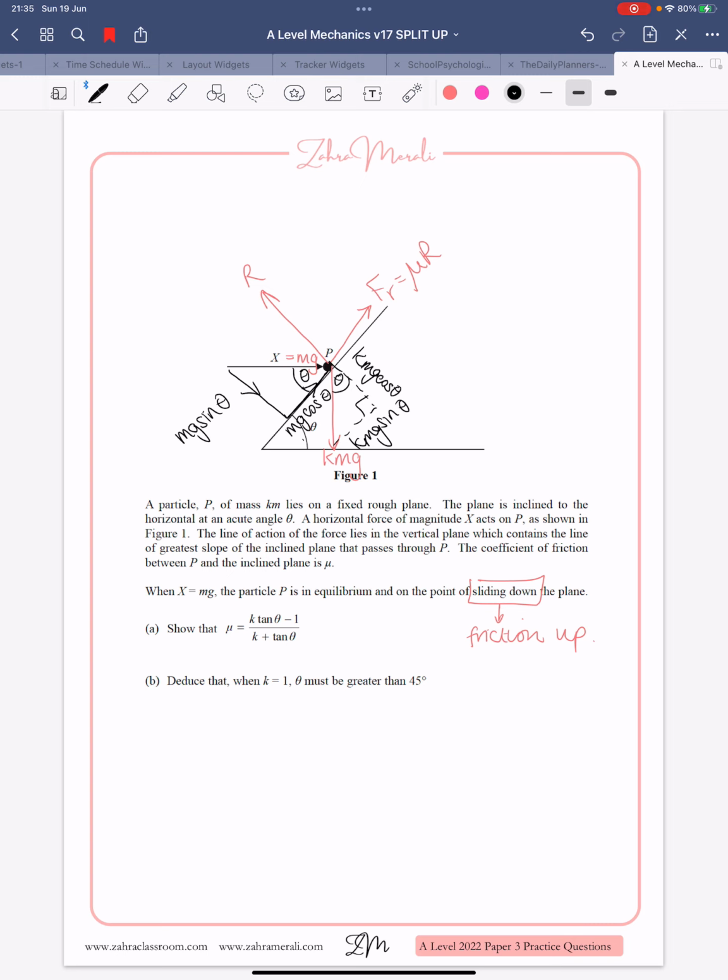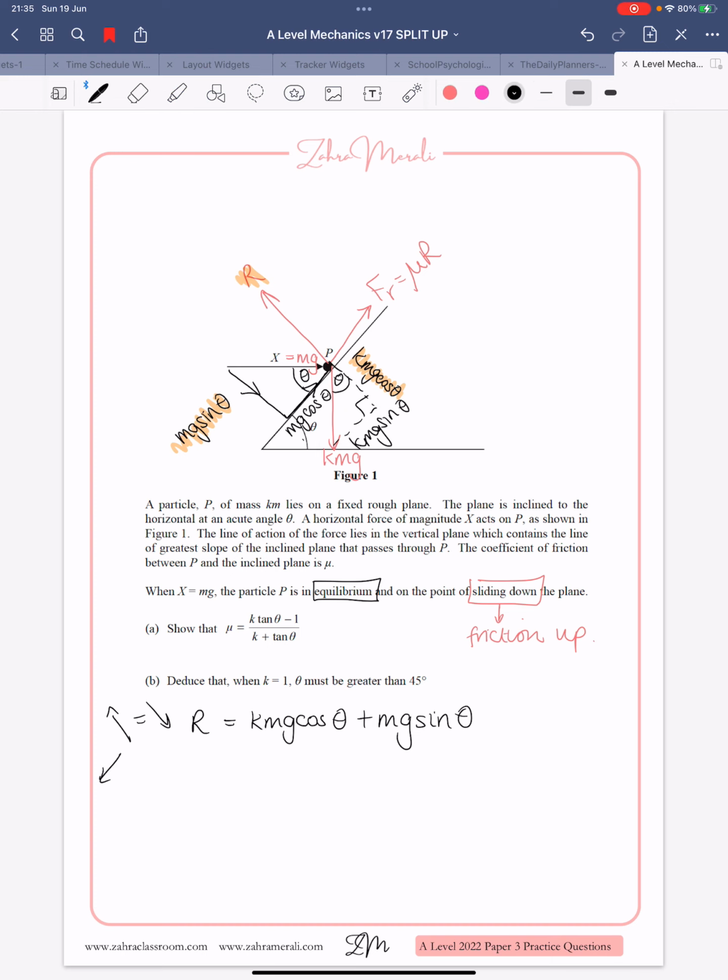And now we see the word equilibrium. We've got this way equals this way. Let's do that first. So going up the plane, we've got R, and that equals kmg cos theta plus mg sine theta. And what you might want to do is put a little tick once you've dealt with some forces, just so you make sure you don't miss any. Okay, and then you can see what's left as well.